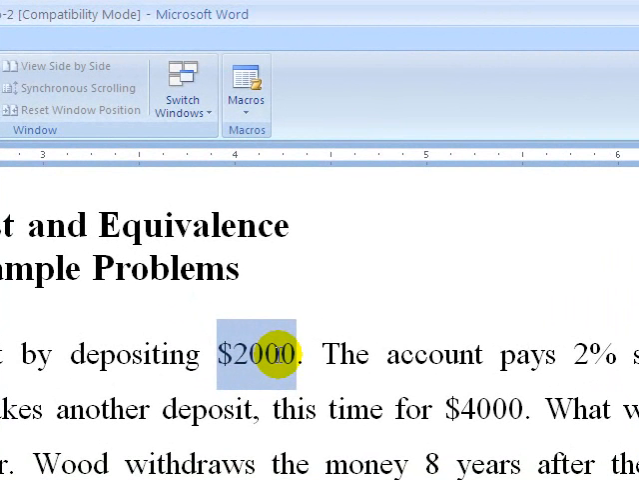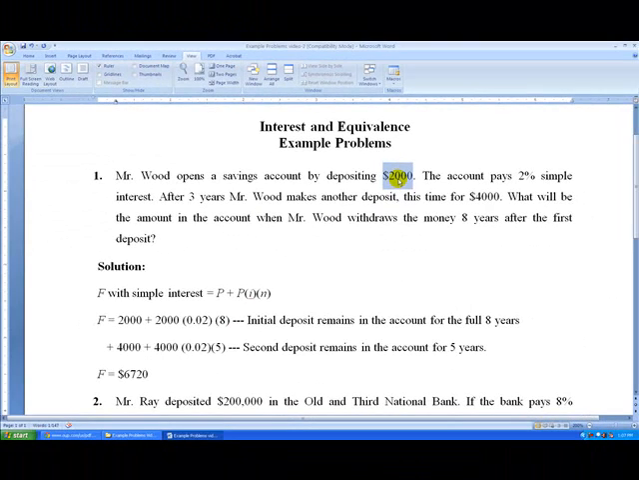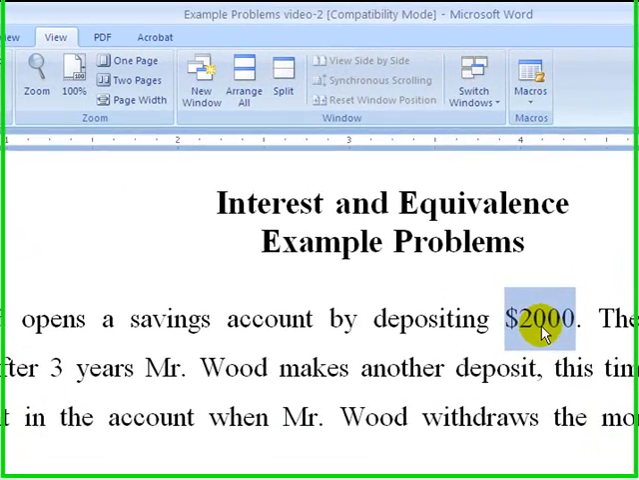After the first year, based on a 2% interest rate, 2,000 multiplied by 2% would be $40. The $40 interest that Mr. Wood will get after the first year will not get reinvested. So he will not earn interest on interest. So that is simple interest.